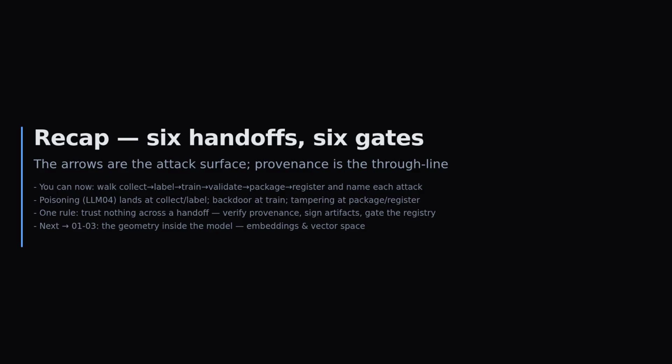6 handoffs, 6 gates. Poisoning enters at collect and label. A backdoor hides in training, tampering, and supply chain swaps hit packaging and the registry. The through line is provenance. Trust nothing that crosses a handoff, sign every artifact, and gate the registry. This shared build diagram is what the poisoning and supply chain episodes later point at.